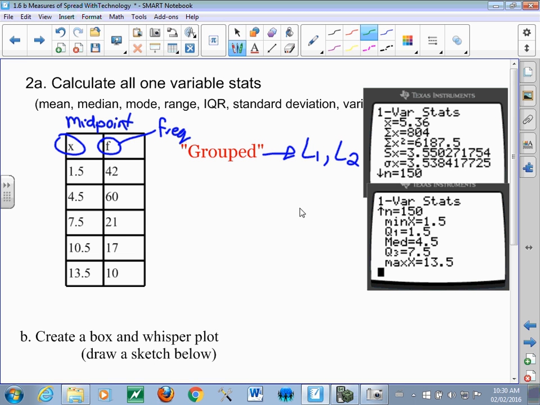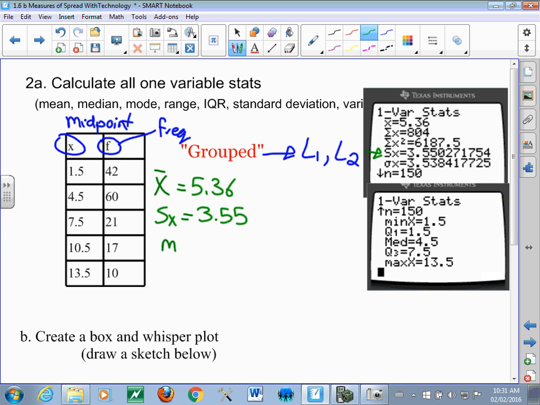Okay, so let's do this. Taking a look, ladies and gentlemen, my mean is 5.36. Looking at the standard deviation, we're going to use the Sx for sample. Again, I didn't give you a clear indication, but we're going to use that one unless it says for the entire population.